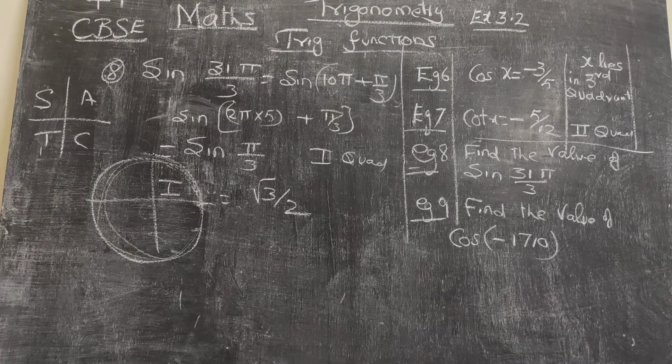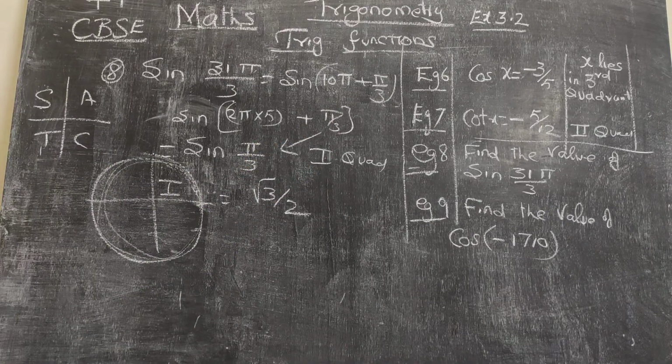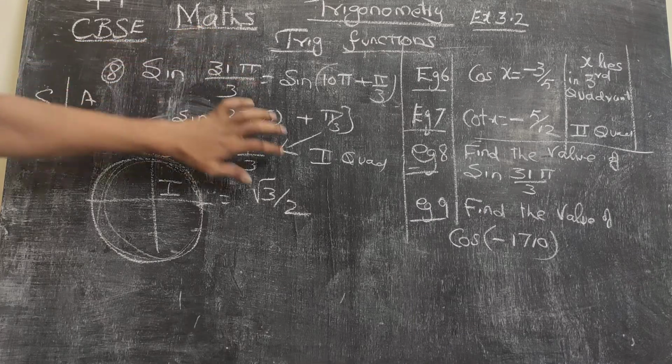Let me again explain to you, being the first problem, 31 pi by 3. We are rewriting 31 pi by 3 as sine of 10 pi plus pi by 3. 10 pi is nothing but multiples of 2 pi. Multiples of 2 pi means we need not change the sine as cos or cos as sine. So keep that in mind. Therefore you write that sine of 2 pi plus theta equals sine theta, that is sine pi by 3. This value will be coming. Now you must look at this 31 pi by 3.